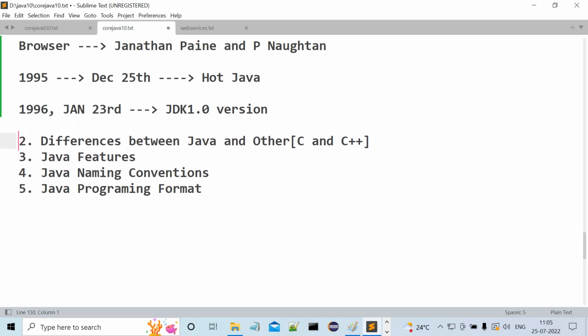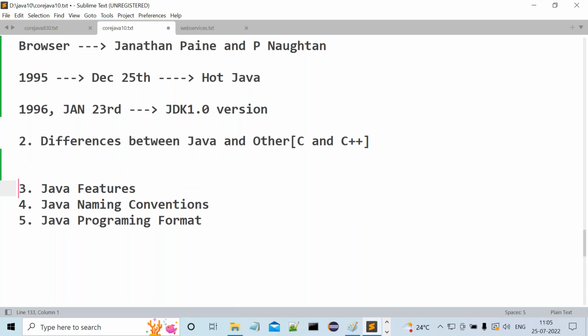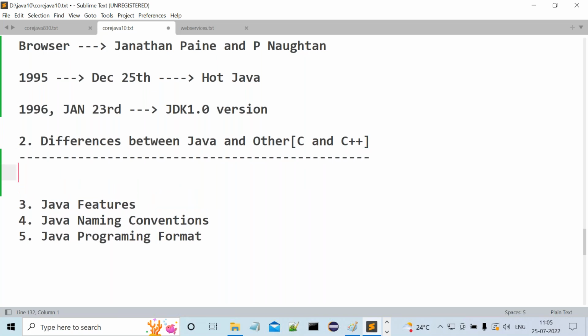1996. On which date now? January 23rd. That's it. Right, guys. Now that information, once again I'm telling you, is not much useful from the point of view of your interviews or project development. This is only for the sake of your knowledge that I'm giving. If I don't talk about this, it may not be fulfilled. 100% it is not fulfilled. That's why I'm giving the total information.